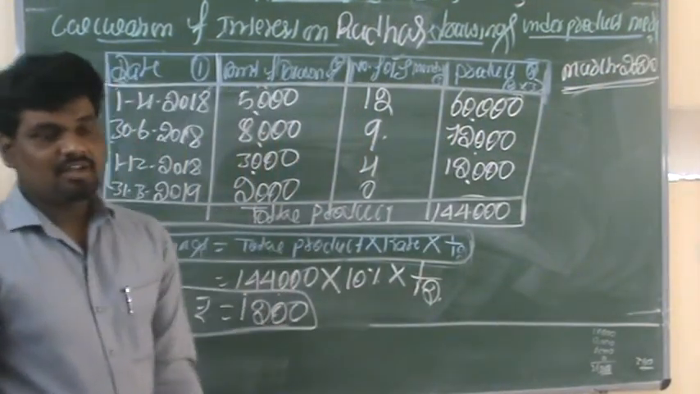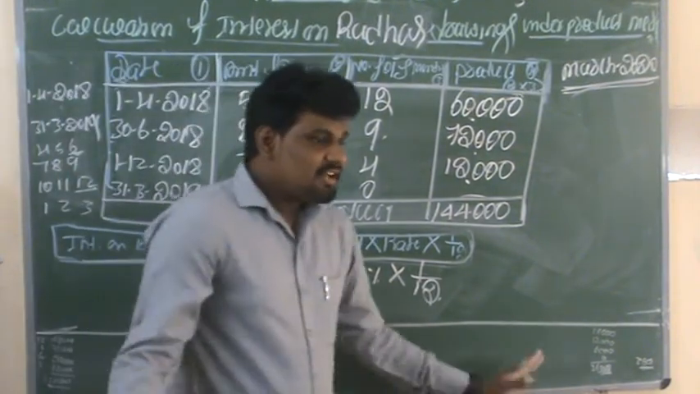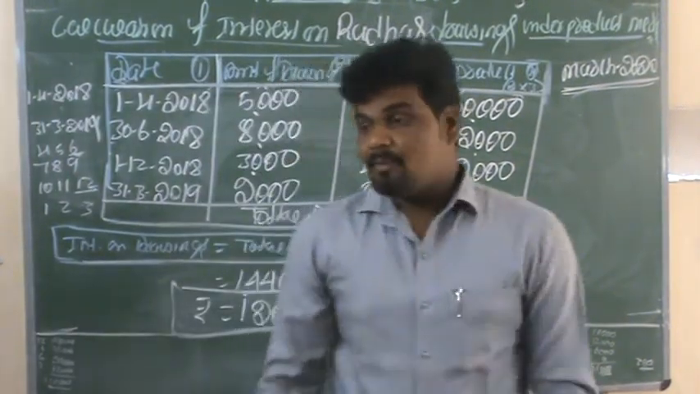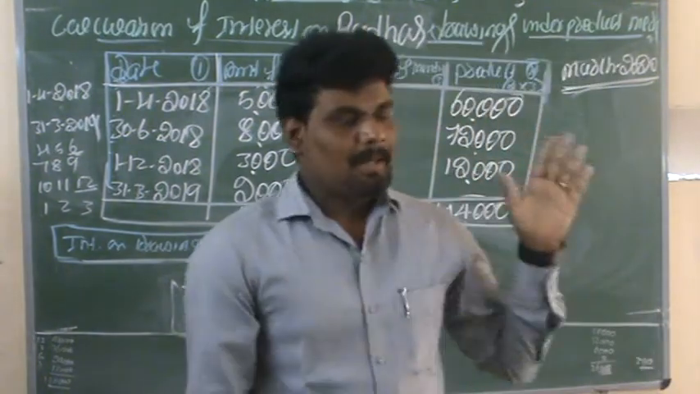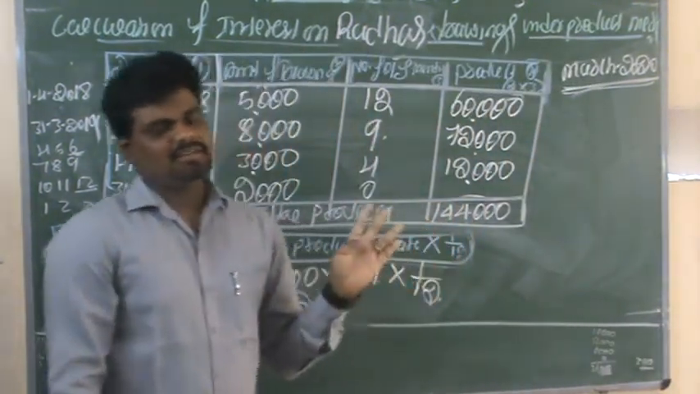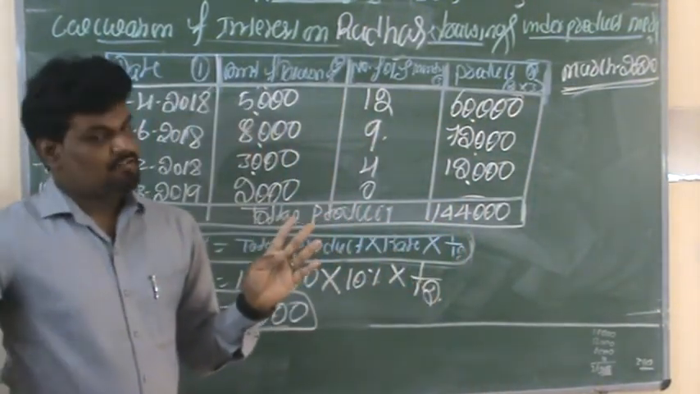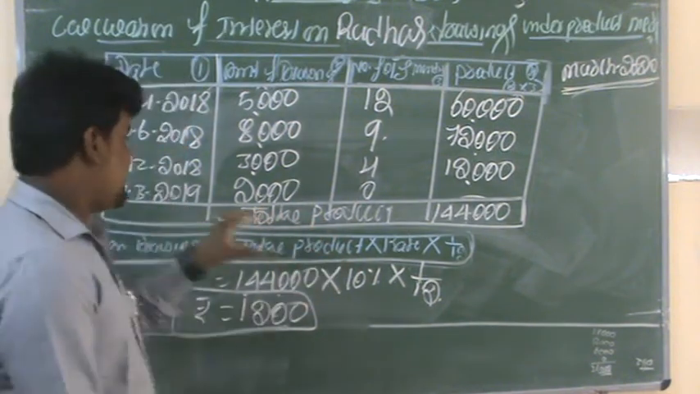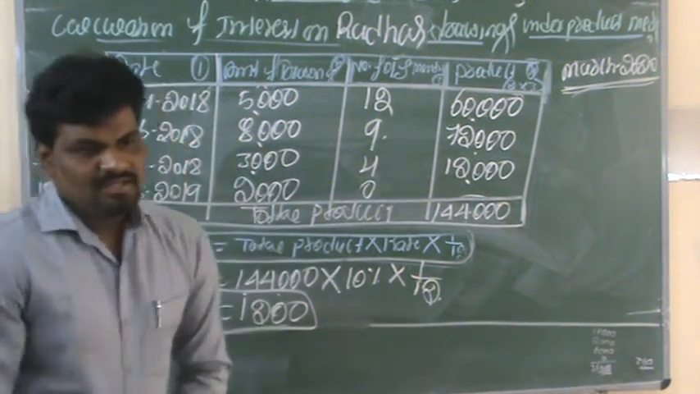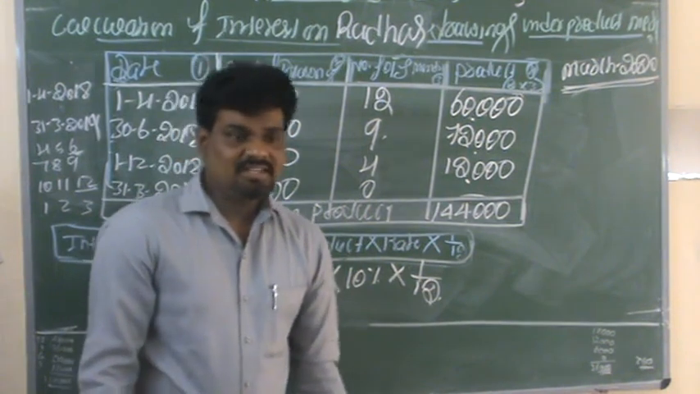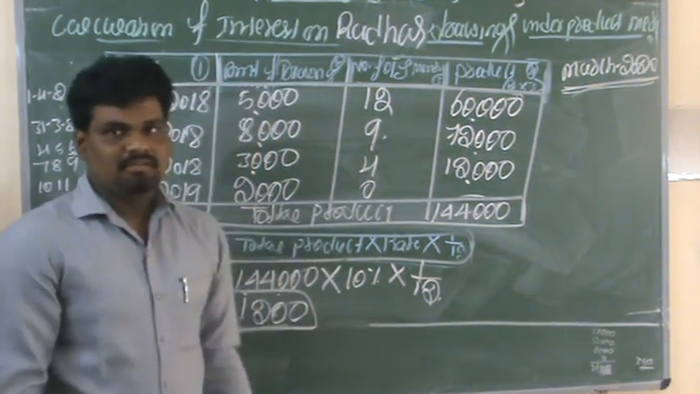So in this chapter we discussed when the partner withdraws amounts at different interval periods, like the beginning of each quarter and the end of each quarter, and when the partner withdraws at different intervals of time. These are the various questions in this concept. Thank you students.